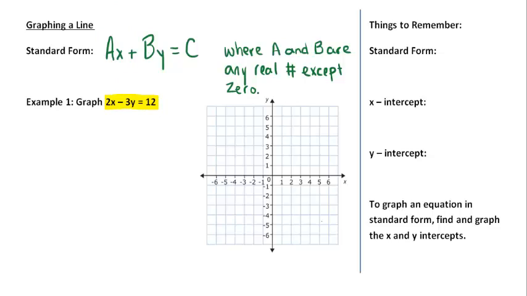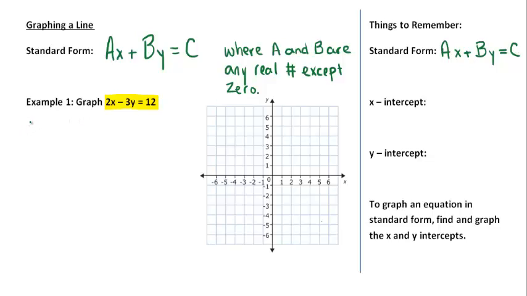Okay? The example that we've been given is in standard form, where we have a times x, or a number, which is 2 in this case, plus b, which is negative 3 times y, equals c, which in our example is 12.